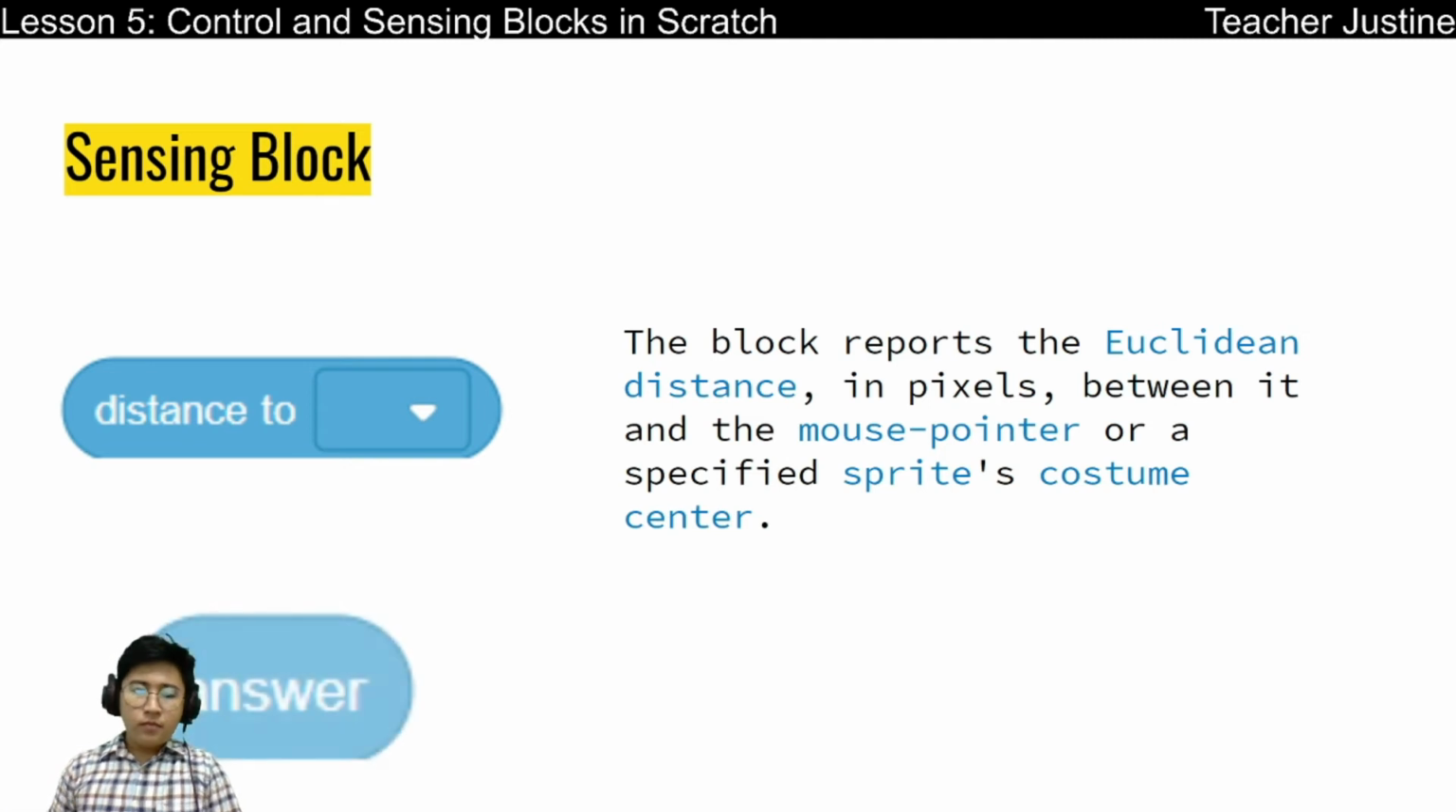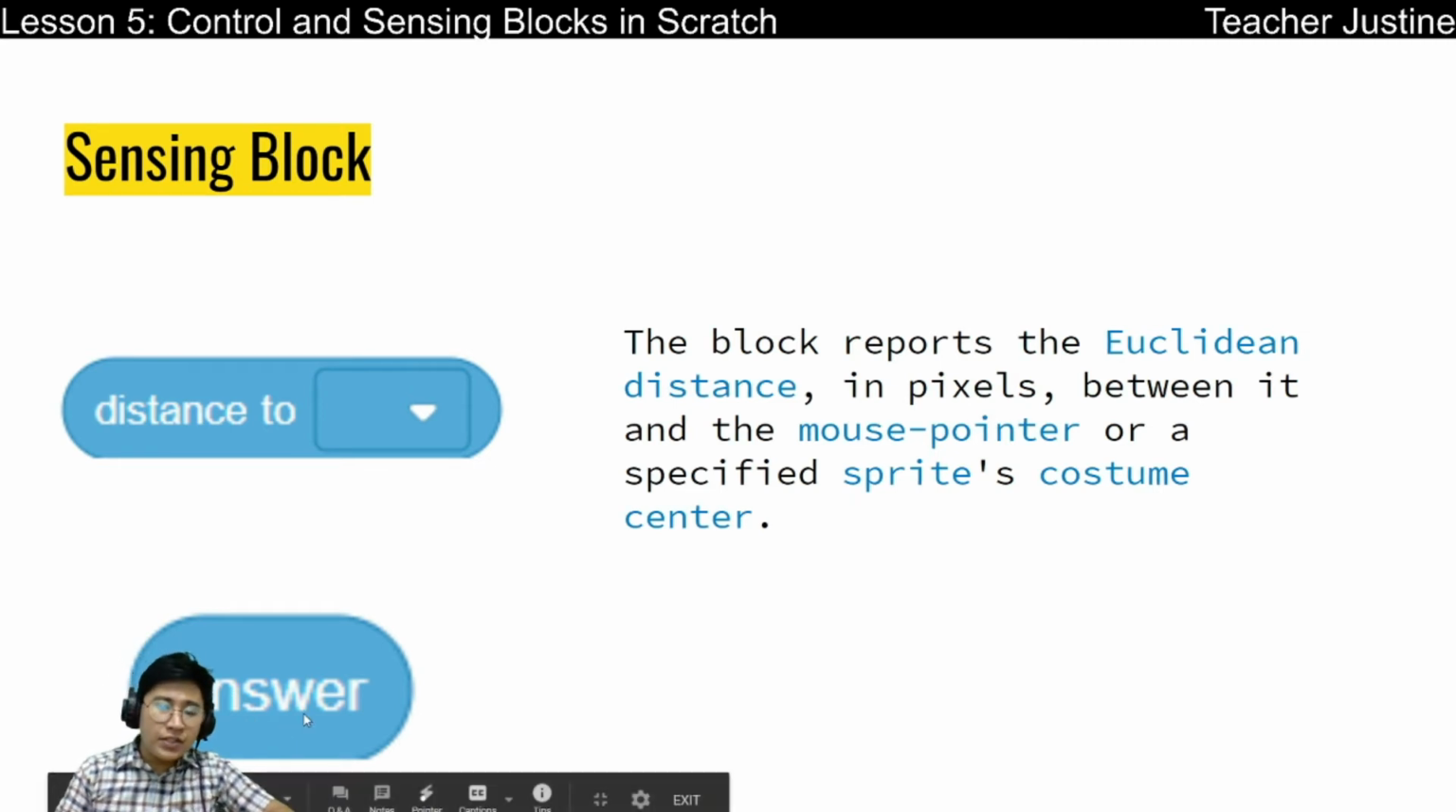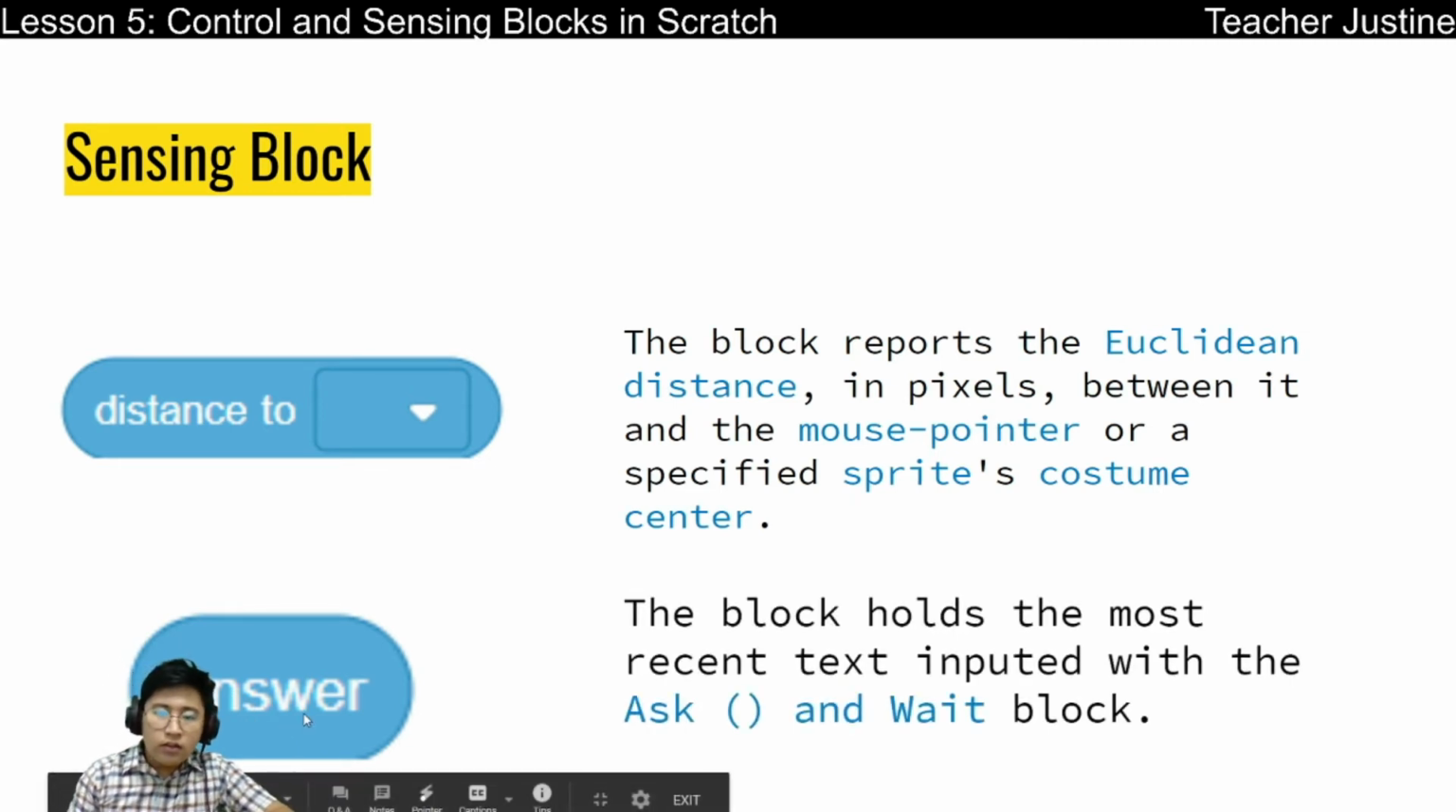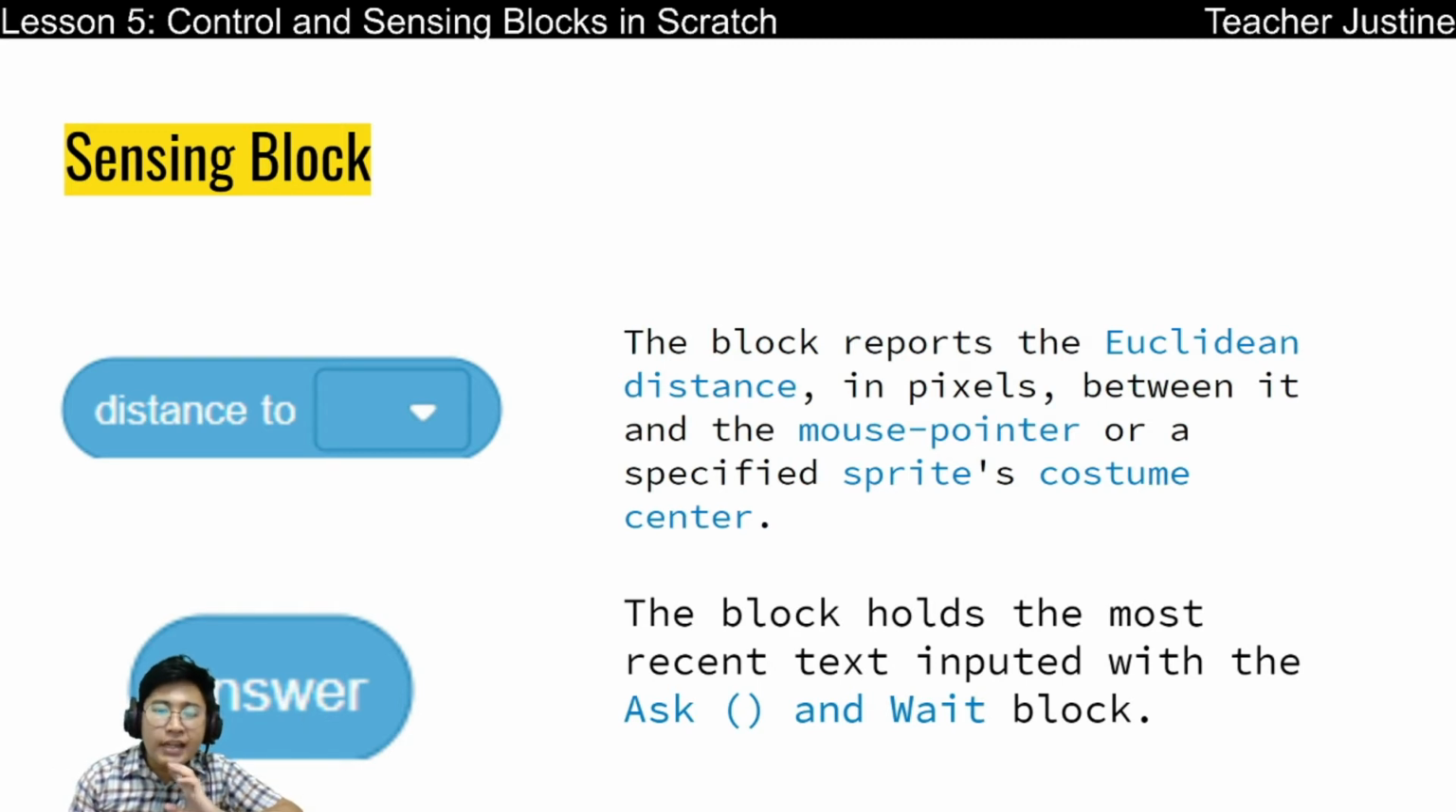Okay, next is answer. So these are just reporter blocks. Like if you want to know what is the value of the answer. So the block holds the most recent text inputted with the ask and wait block. So earlier, guys, the first command that I showed you in the sensing block is the ask. Ask what is your name and wait, right? So the answer that you're going to input on that question will be inside this command, answer. Okay?